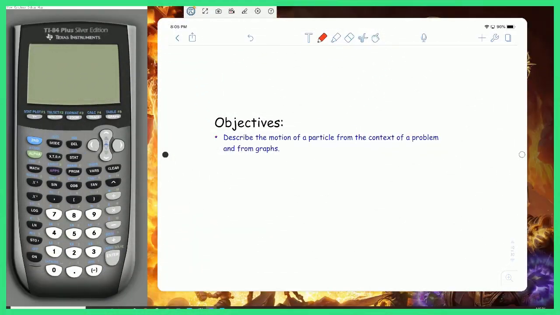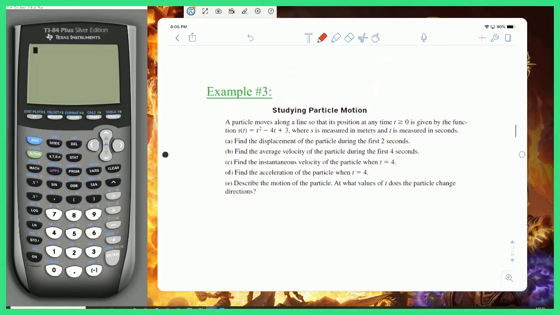We're going to specifically describe the motion of a particle from the context of a problem and from a graph. Let's get started. So here's our first problem.